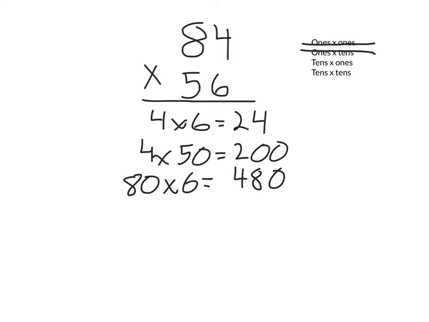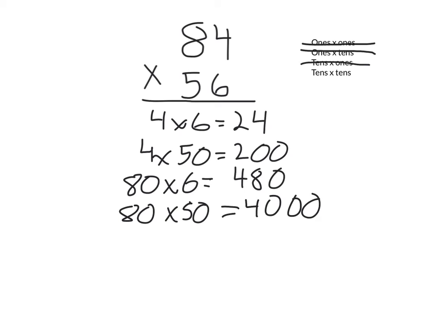And then lastly, I forgot to cross my list off, sorry. The last one we'll do is tens times tens, so that's 80 times 50. 8 times 5 is 40. So 4,000. And we add all of that up, and we get a very large number. We add that up, we get 4,704, which is a fairly large number.